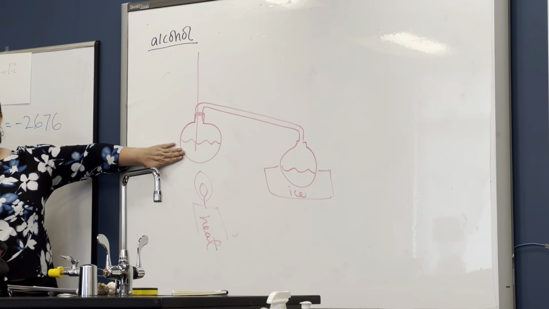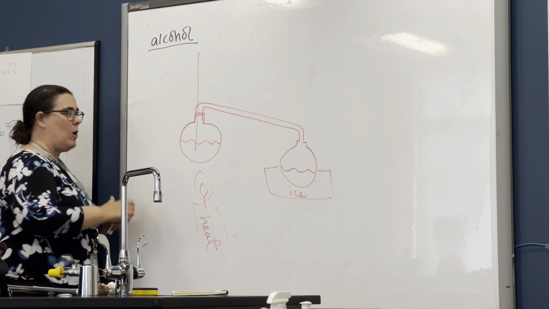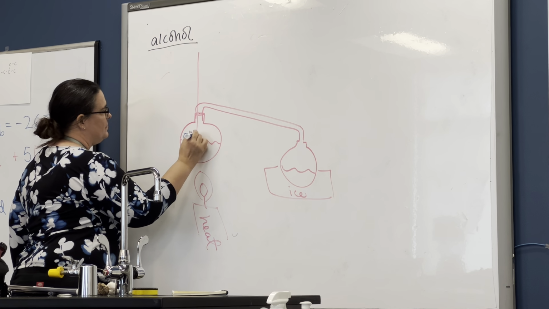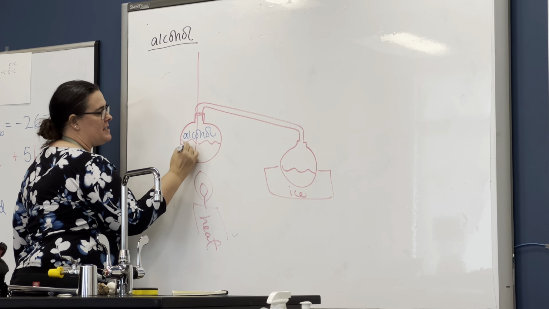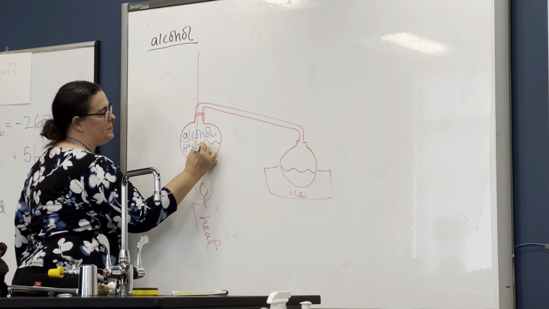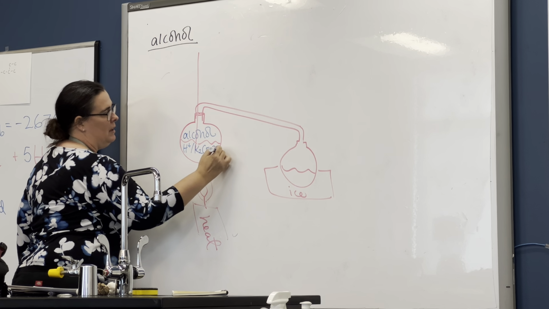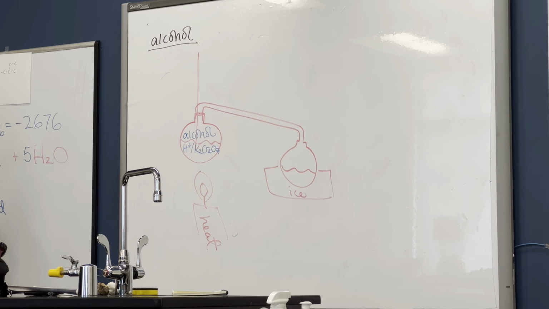What happens is you take the mixture. So the mixture is going to be alcohol and acidified potassium dichromate. And you're going to allow it to react. As it reacts, it takes that alcohol and first converts it into an aldehyde.